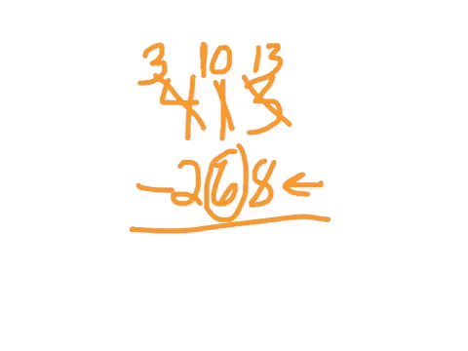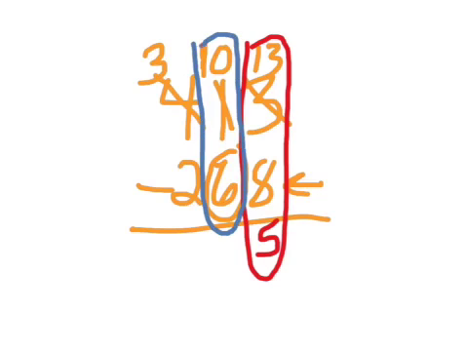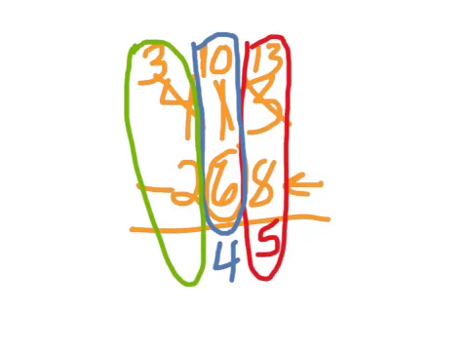So I'm going to start with 13 minus 8. 13 minus 8 is 5. Then I'm going to go with 10 minus 6. 10 minus 6 is 4. And finally I'm going to go with 3 minus 2 is 1. So my answer is 145.